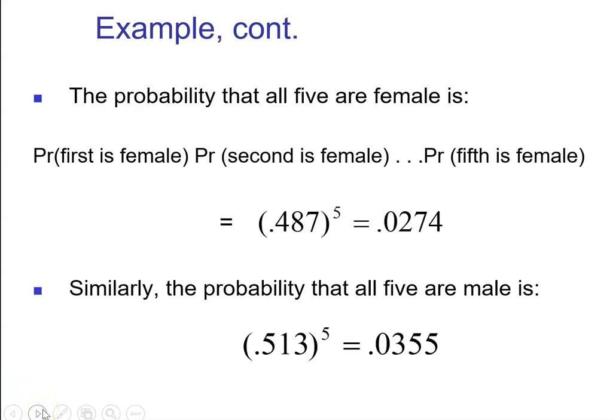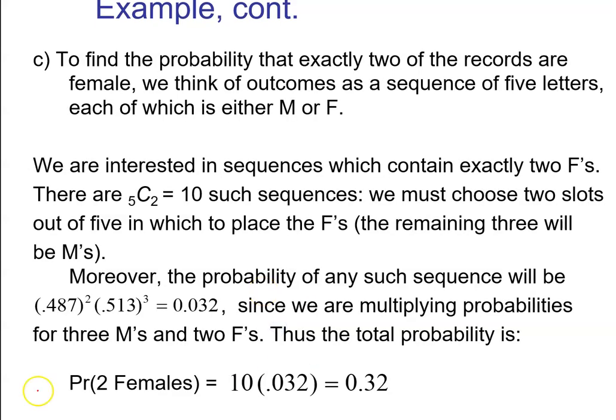So, the first one, all 5 are female. On this one, we're going to take the probability of first female times the probability of second female, all the way up to the probability of the fifth female, and those probabilities are all the same, 0.487. So we multiply that together 5 times, or raise it to the fifth, and we get 0.0274.